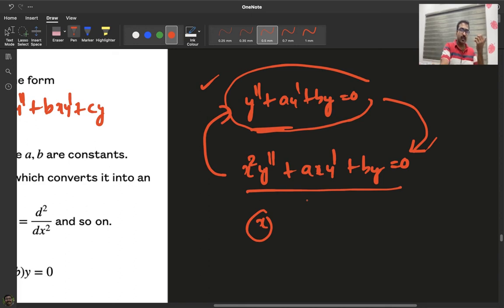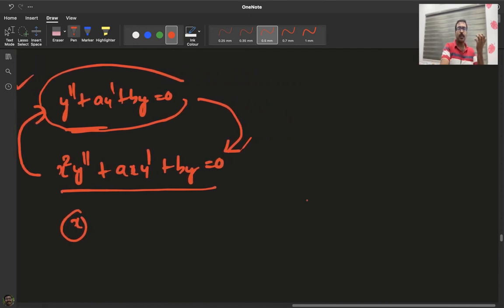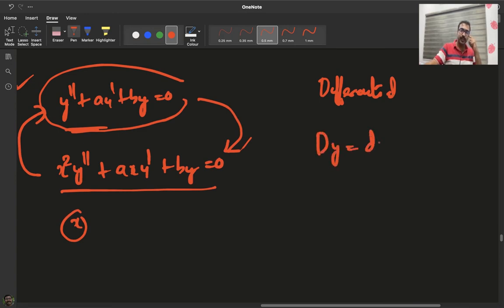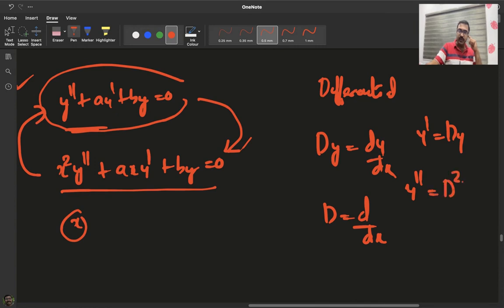Before I introduce the substitution, let me introduce a new notation, a differential operator called D. From here onwards I will be using this notation in many cases. This D of y simply means dy by dx, so D means d by dx. Similarly, y dash is D y, and for y double dash I will use the notation D square. So D square of y means d square y by dx square.